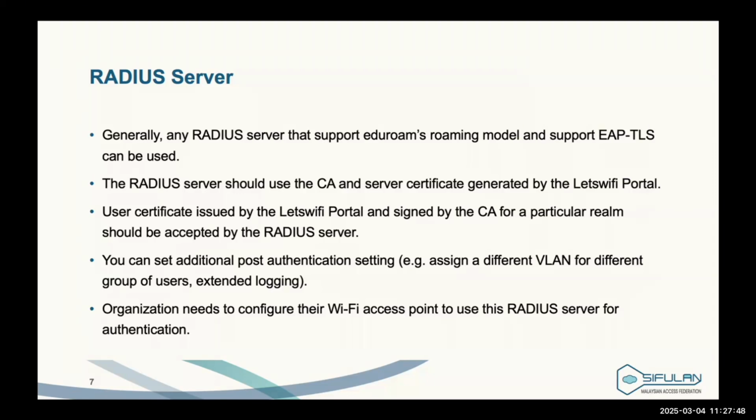Okay, the user certificate is issued by the Let's Wi-Fi portal and signed by the CA for the particular IAM. In our case, each IAM has their own CA, which should be accepted by the RADIUS server. We can also set additional post-authentication settings. For example, certain institutions have already separated the network into 3 different VLANs: a VLAN for the staff, a VLAN for the students, and a VLAN for the visitors. So we can set this in the post-authentication as well, so that the user will get the right IP address. And we can also set extended logging as well.